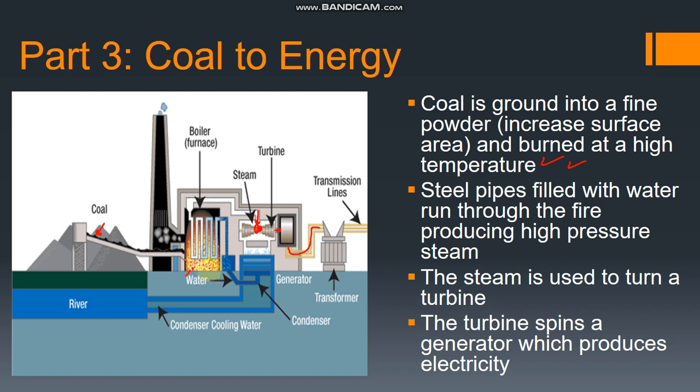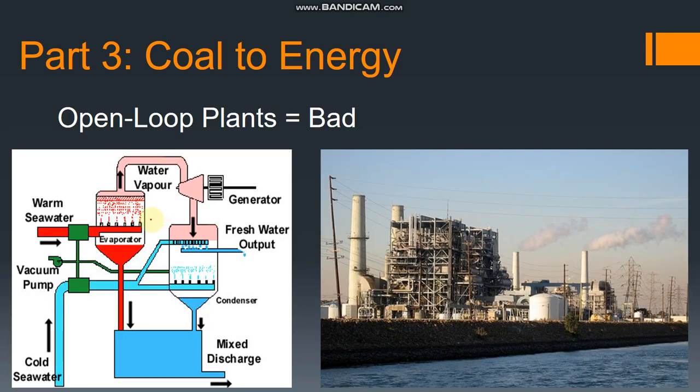That spinning of the generator, when you have a magnet facing another electromagnet and one spinning, it creates an electron flow, and that electron flow then is harnessed and it's sent to your house. Bada bing, bada boom, done. That's how coal is used to make energy.